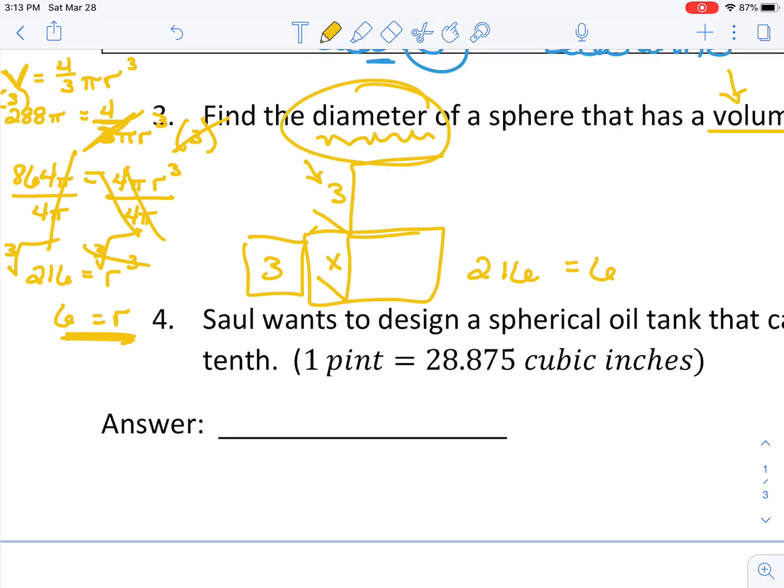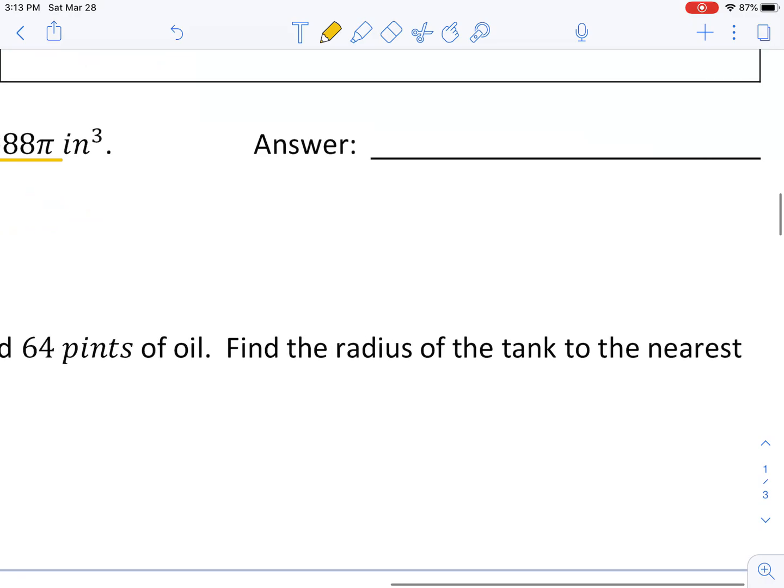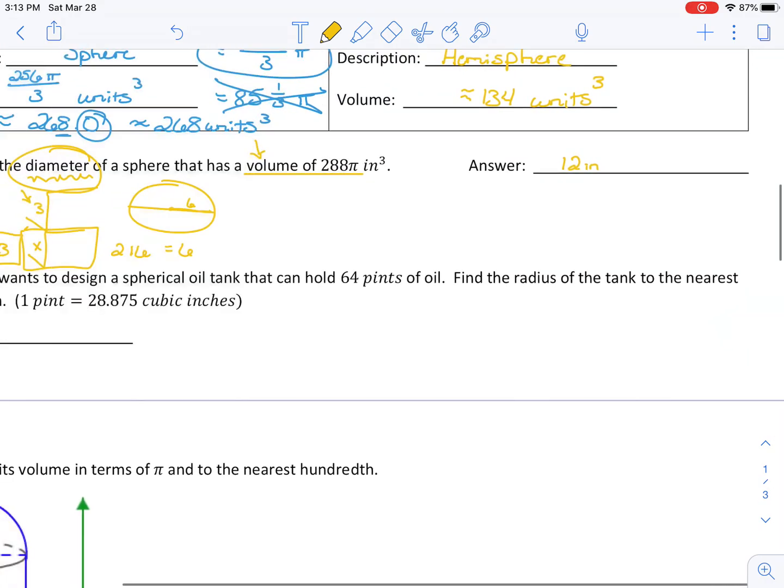But remember, this is the radius. I don't want the radius. I want the diameter. So if in this sphere the radius is 6, then its diameter would just be double that amount. 12 inches is the final answer for this problem.